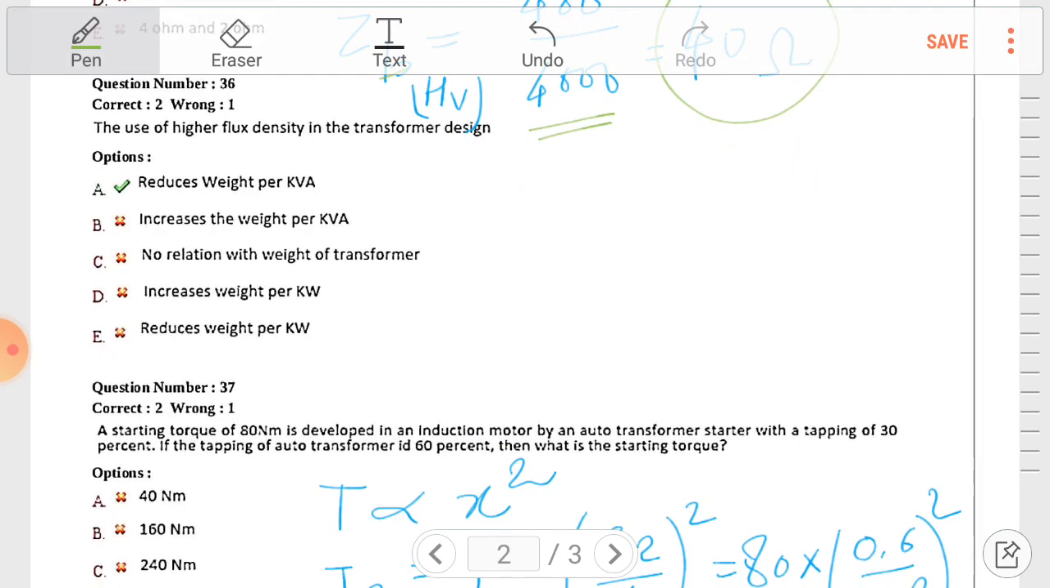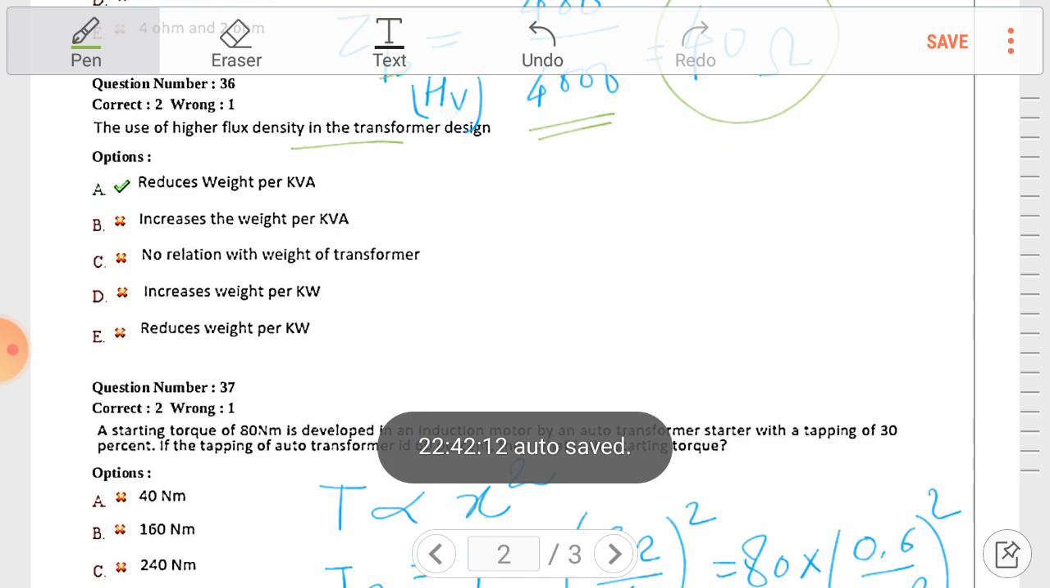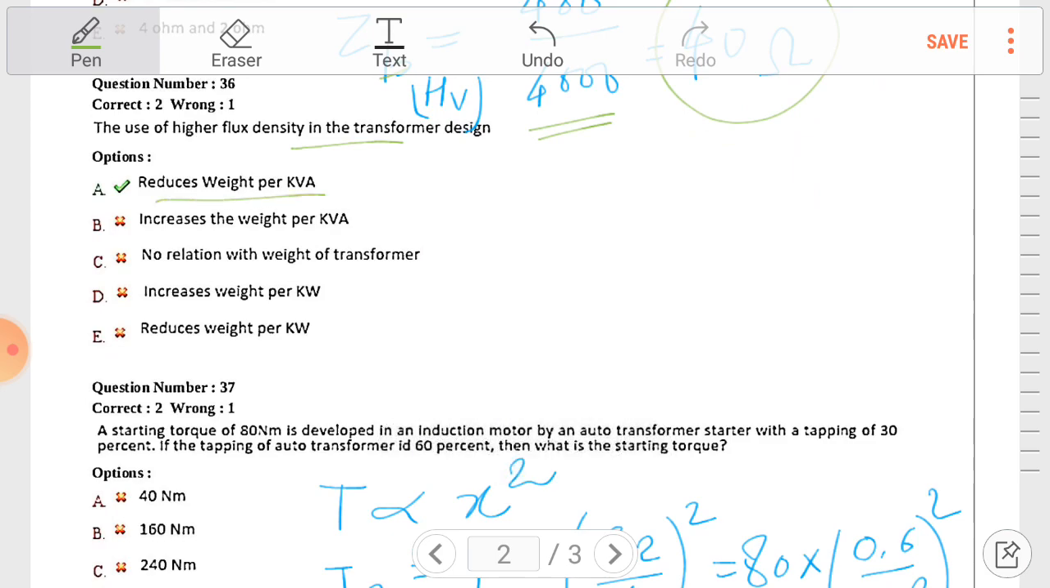In the next question, the use of a higher flux density in transformer design. So higher flux density will reduce the weight per kVA. The higher the flux density, the more the weight reduces.